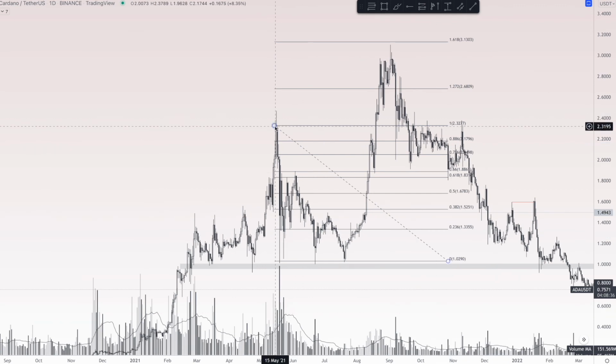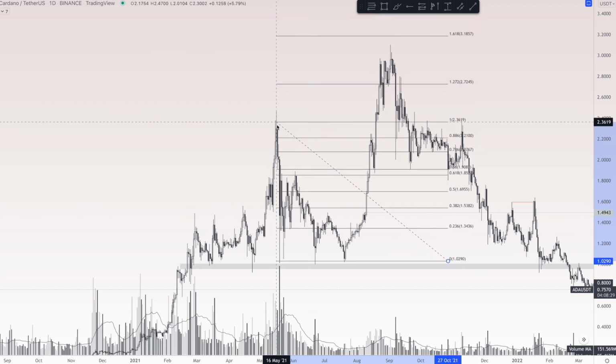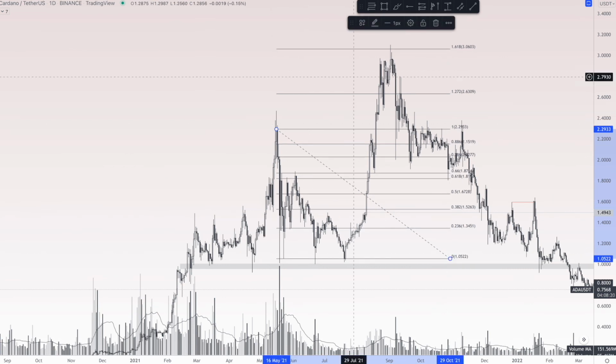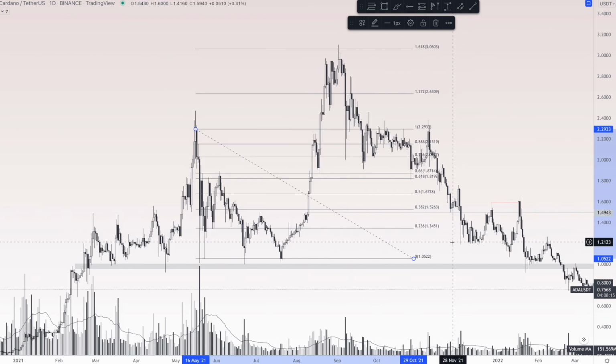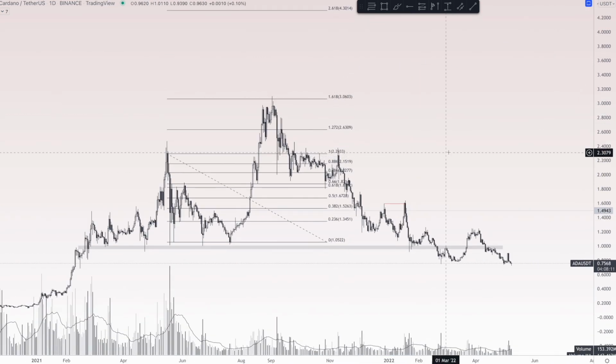I like to often use the candle closes, or sorry, the bodies of the candles, not the wicks for the Fibs, because it shows what level is being held and what not. So at this point, you can use, for example, the body here, and then you would take the 1.618 as the Fib extension level where you would take your TP or take your profit.